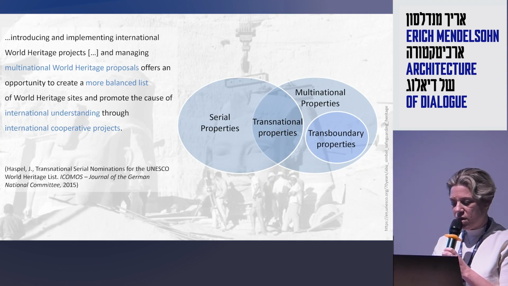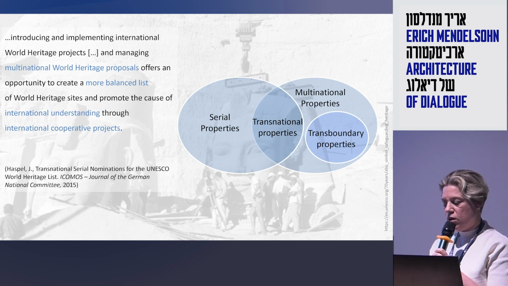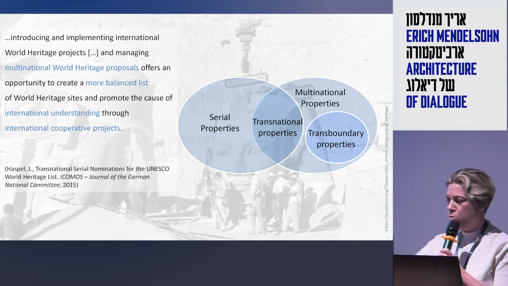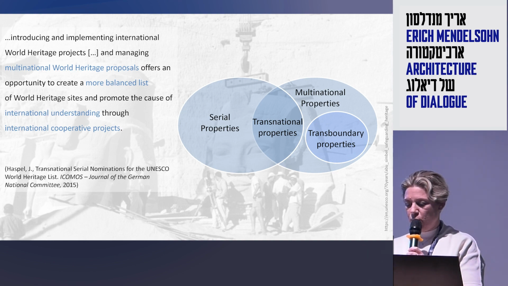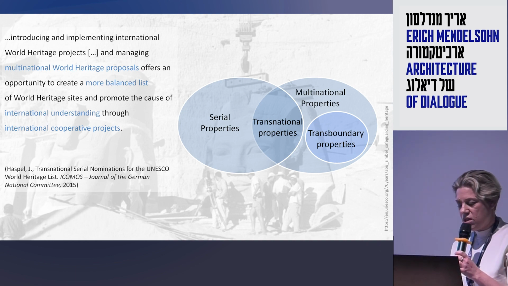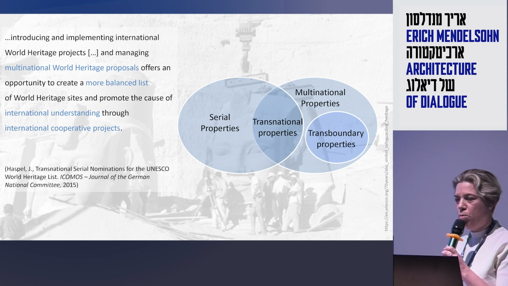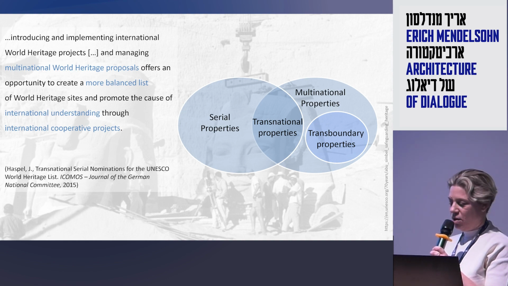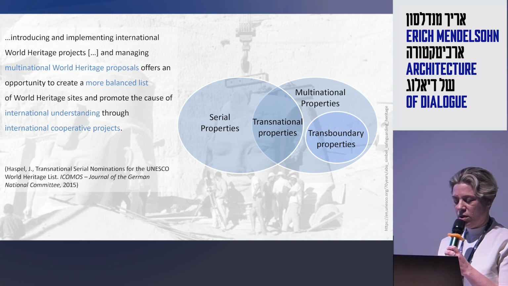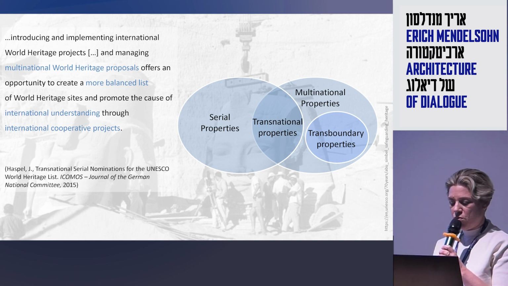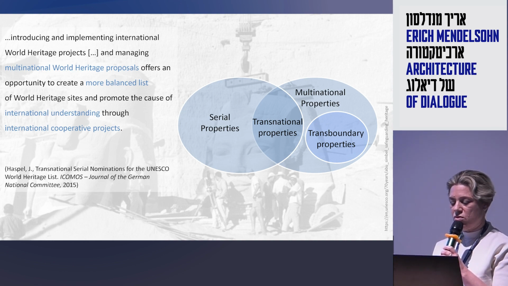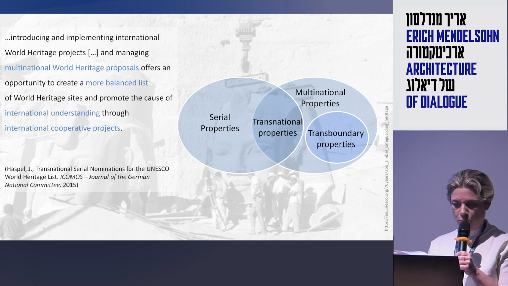In this diagram, we present the relations between the three types mentioned. The diagram also introduces the term multinational properties to describe both transboundary and transnational properties, since they both require the collaboration of two or more state parties in whose territories the components of the nominations are located. The term is borrowed from Professor Haspel's essay for ICOMOS Germany, when he addresses multinational proposals as an opportunity to create a more balanced list and promote the cause of international understanding through international cooperative projects.